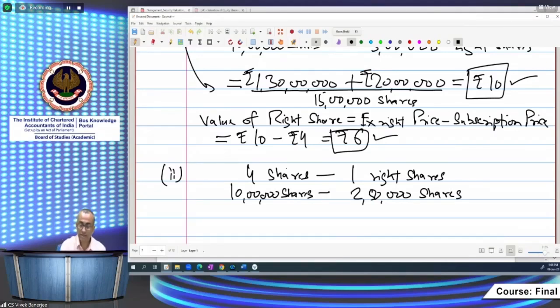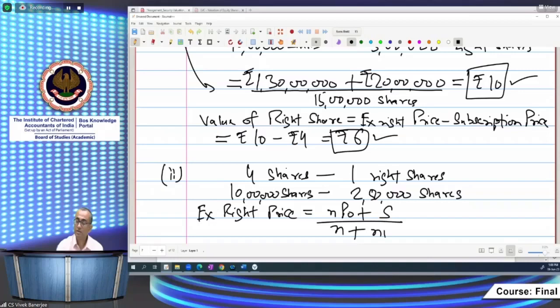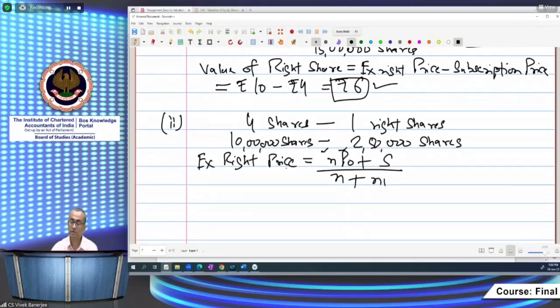Now calculate the X right price. Again, X right price is NP0 plus S upon N plus N1. ये क्या है? N means total number of equity shares multiplied by the existing market price of the equity shares plus subscription price जो कि 20 lakh है, and total number of equity shares which is 10 lakh and total number of right shares which we have just calculated, 2,50,000.